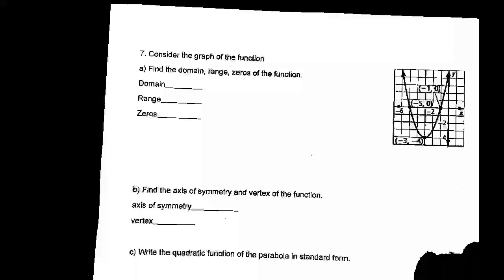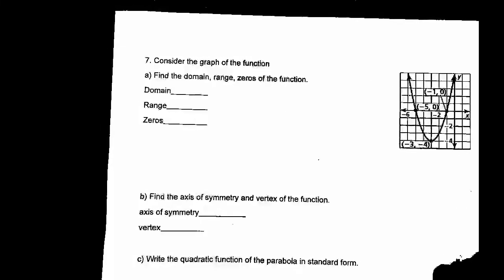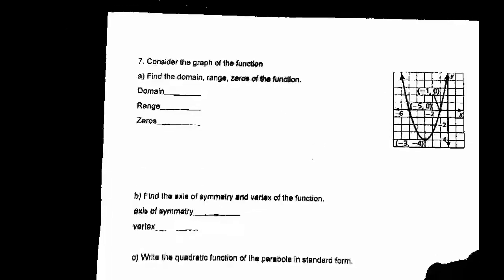Okay, we're on the last page. Consider the graph of the function. Find the domain, range, and zeros of the function. The domain is all real numbers for all the quadratics. It's going to be all real numbers. The range is going from low to high. So my lowest value is negative 4, so it's going to be from negative 4 to infinity.